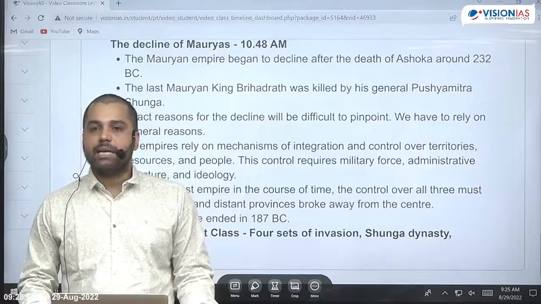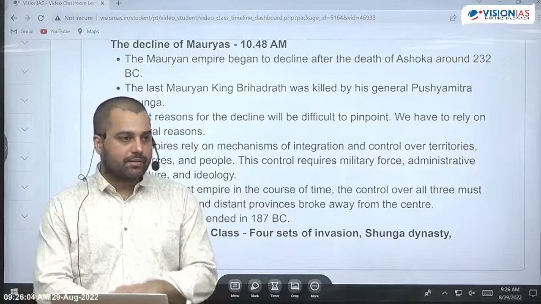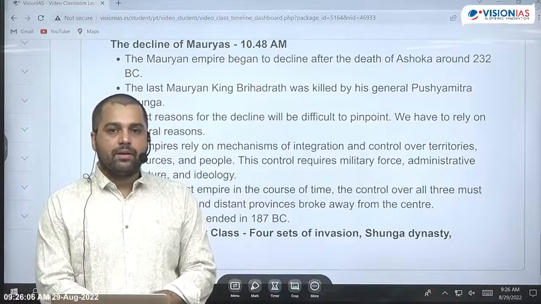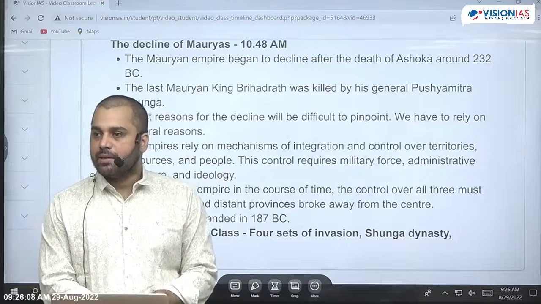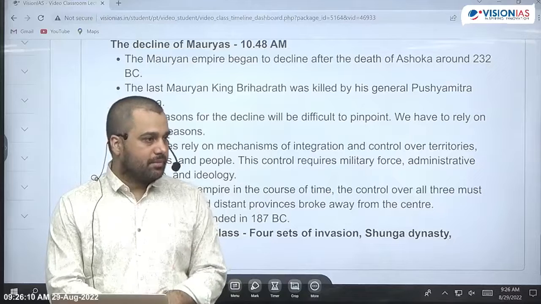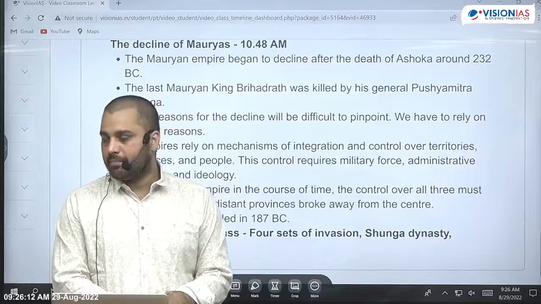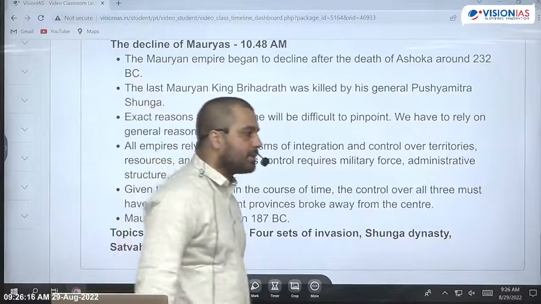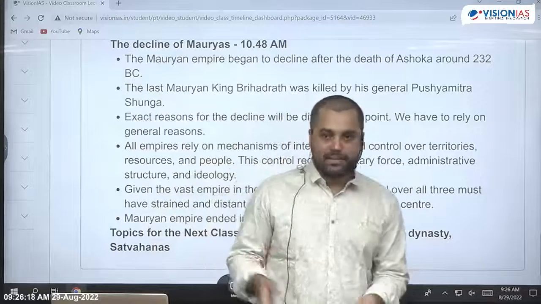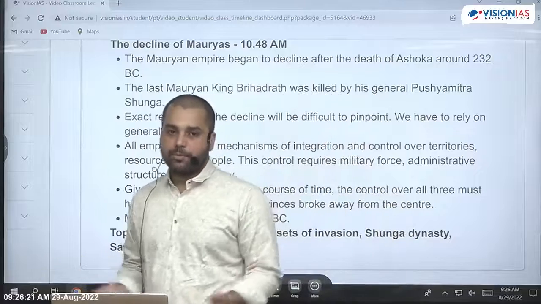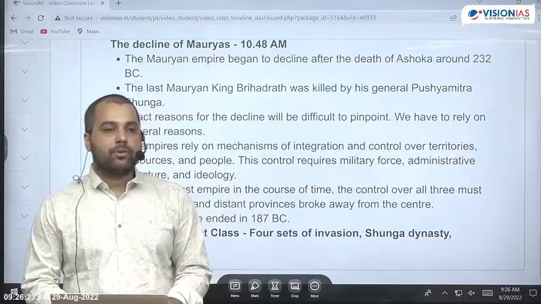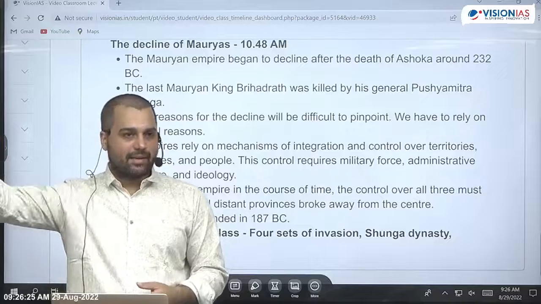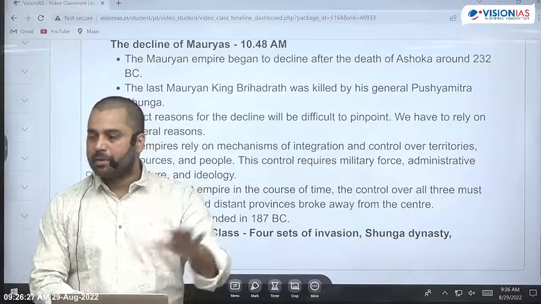But at the same time, we have many evidences which show that that actually did not happen. In fact, many times Shungas patronized Buddhism. Certain stupas were built by them, especially by Pushyamitra Shunga. And it is not that Buddhism declined at this period of time. Buddhism was very much prospering. In fact, Buddhism's prosperity further increased later, in this period after the Shungas.